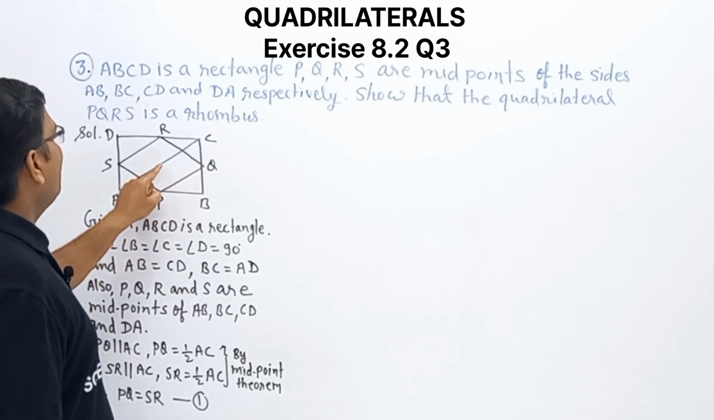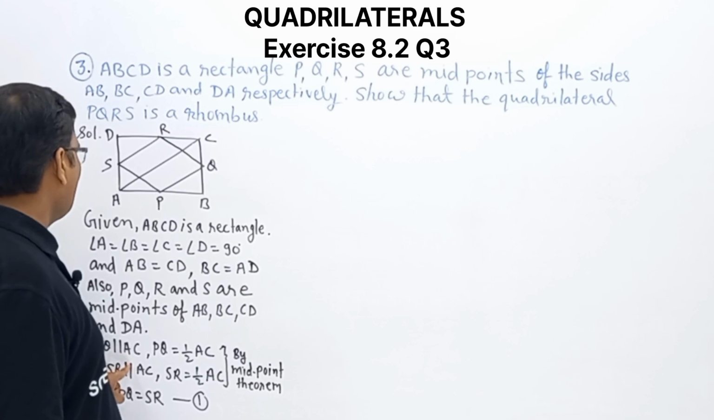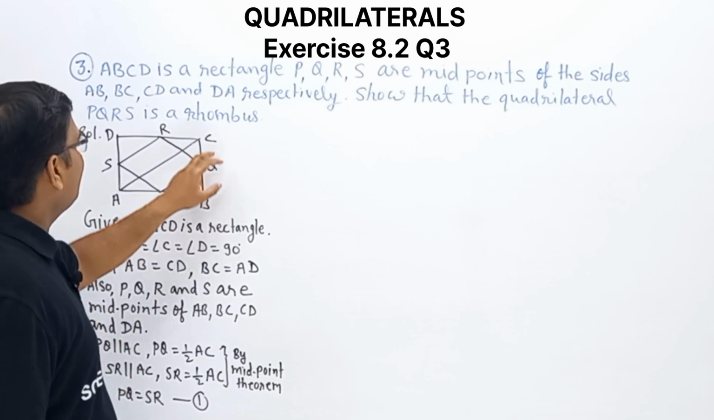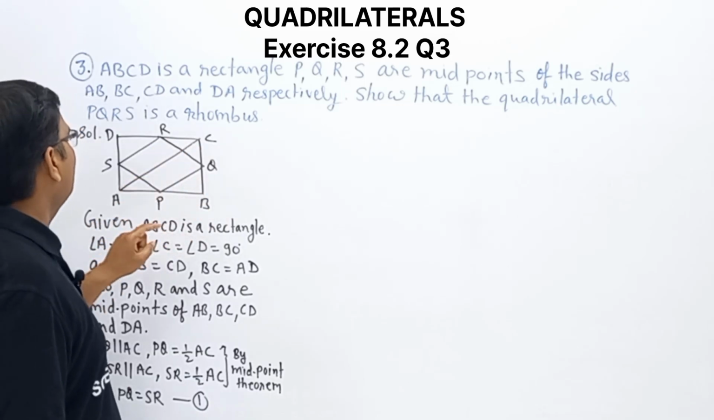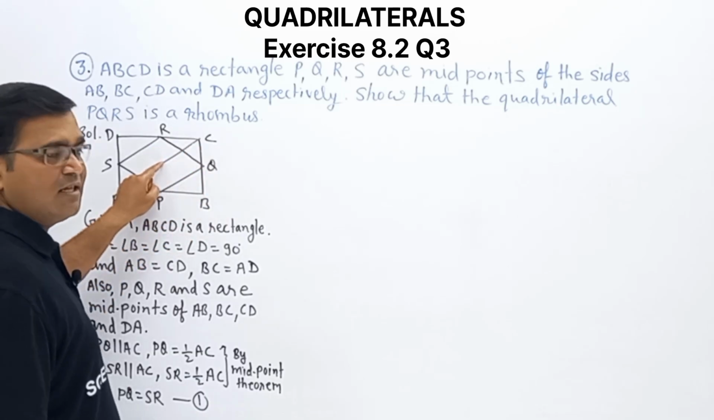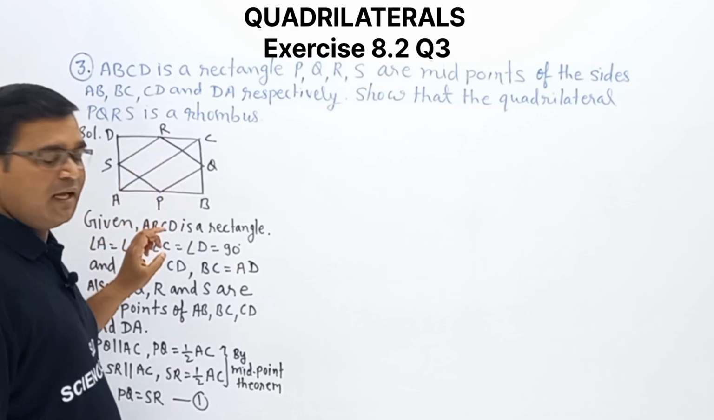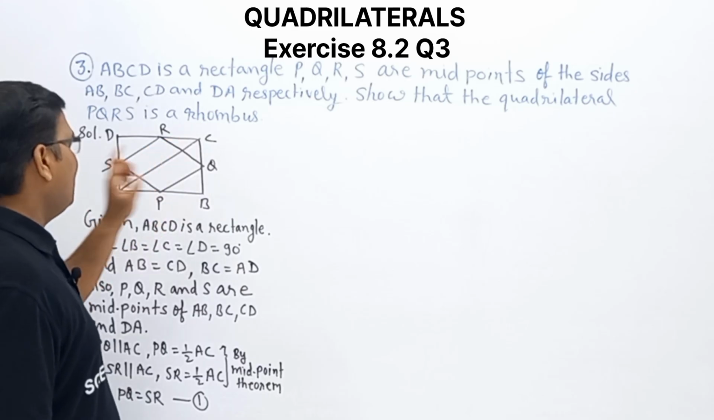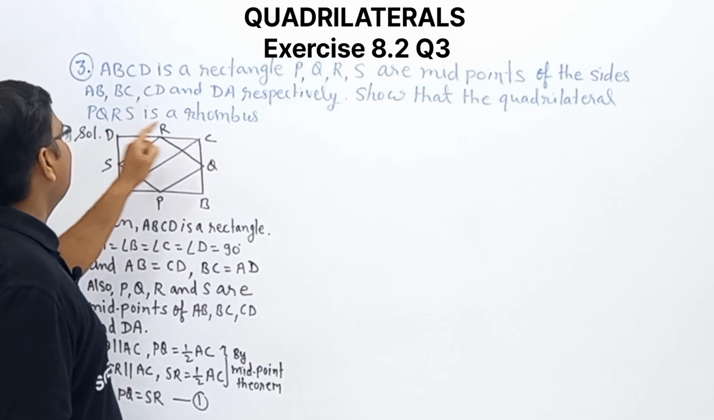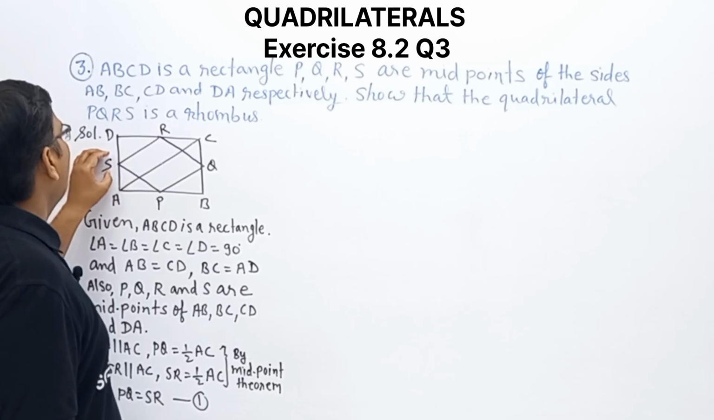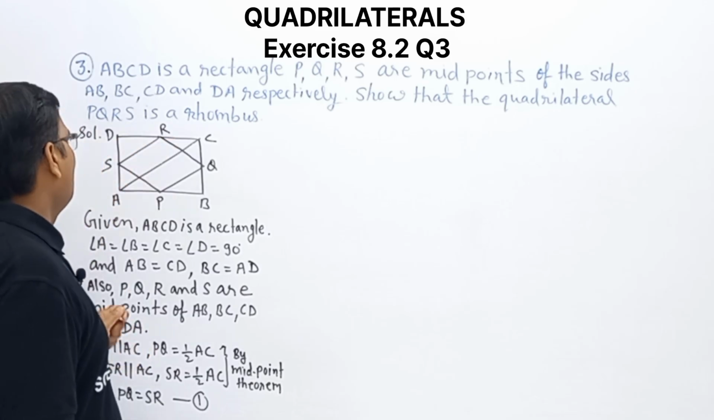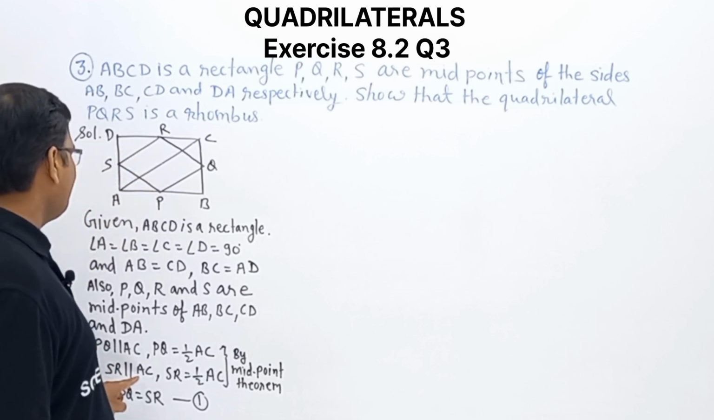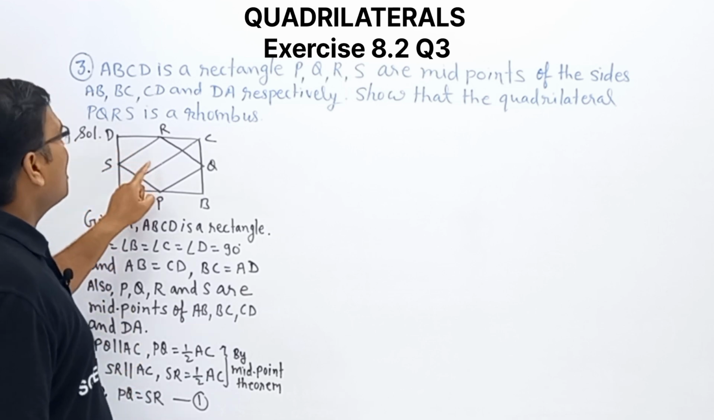By using the midpoint theorem, we can say PQ is parallel to AC. So, what is the midpoint theorem? For triangle ABC, once we apply the midpoint theorem, PQ is parallel to AC and PQ is half of AC. This is the midpoint theorem applied to triangle ABC. Similarly, for triangle ADC, S and R are midpoints of AD and CD. So by using the midpoint theorem, we can say SR is parallel to AC and SR is half of AC.